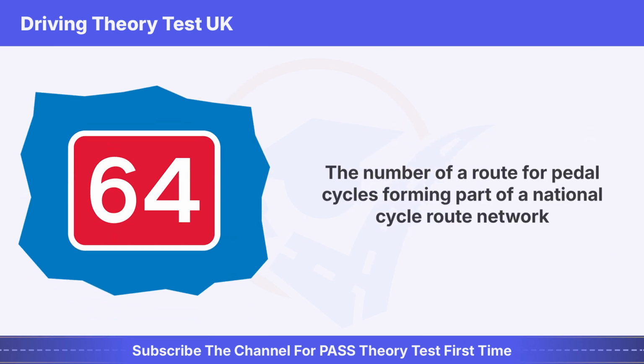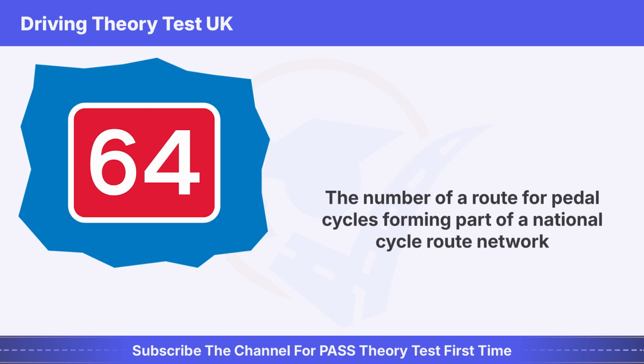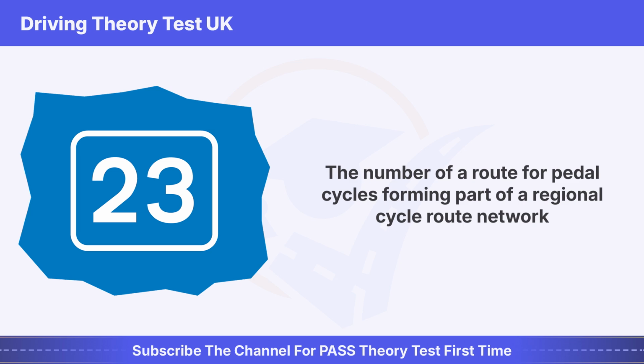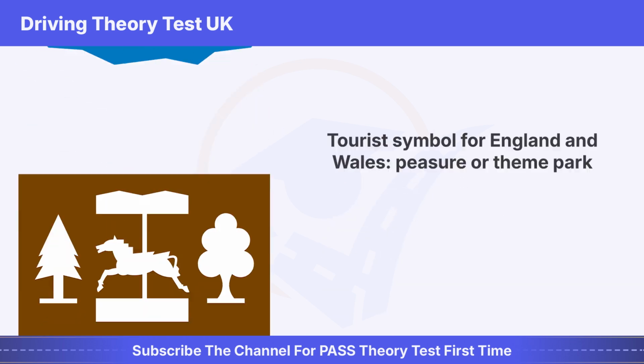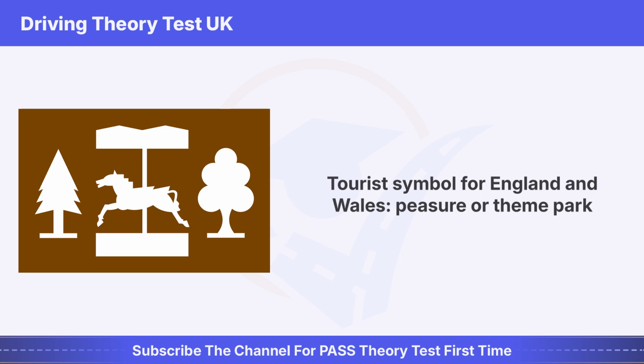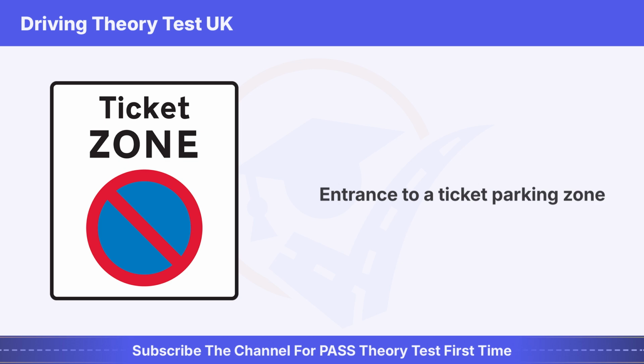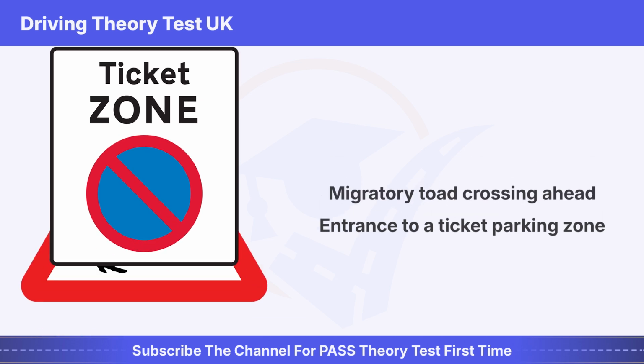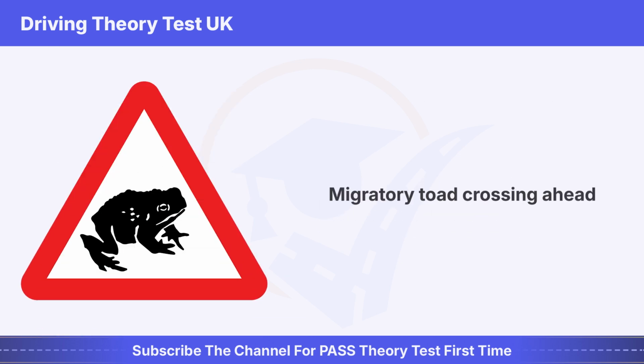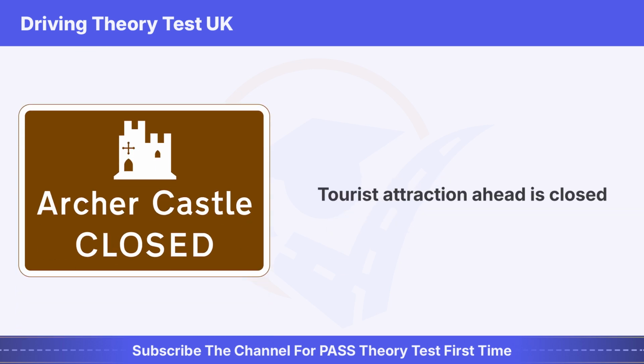The number of a route for pedal cycles forming part of a national cycle route network. The number of a route for pedal cycles forming part of a regional cycle route network. Tourist symbol for England and Wales, pleasure or theme park. Entrance to a ticket parking zone. Migratory toad crossing ahead. Tourist attraction ahead is closed.